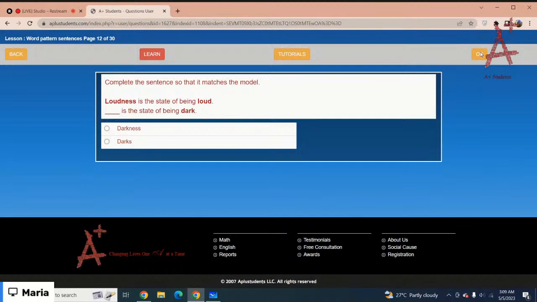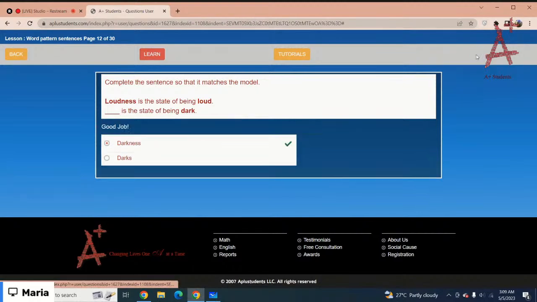Loudness is a state of being loud. Dash is the state of being dark, which is the correct option? It would be darkness. Darkness is the state of being dark.